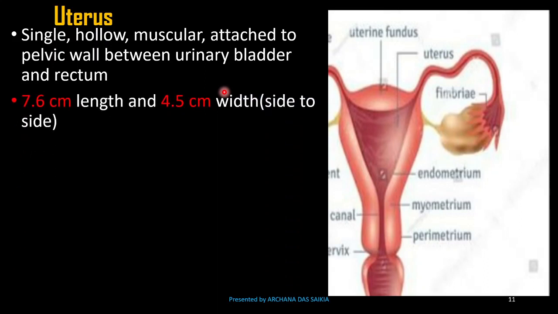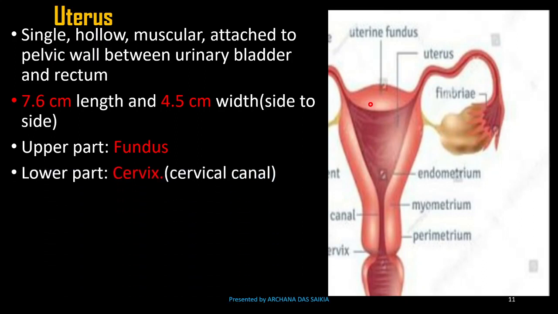Its size is 7.6 cm in length and 4.5 cm in width, side to side, when it is not expanded. Whenever there is pregnancy, the young one is developing inside the uterus, and it will expand. It is highly elastic. The upper part is known as the fundus. The lower part is called the cervix, which leads into the cervical canal. In the upper part the openings are through the fallopian tubes, and in the lower part a single opening through the cervical canal.